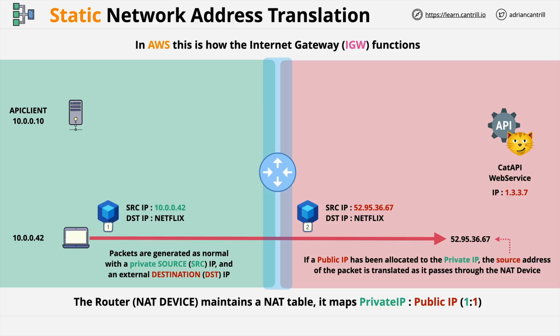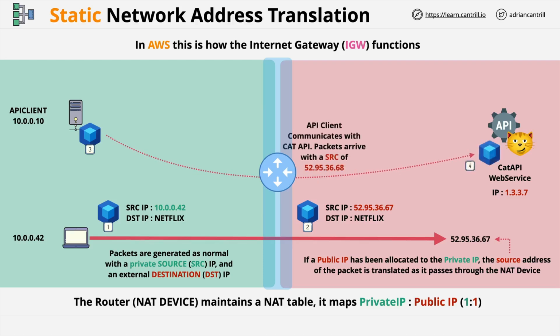Now this process works in a similar way in both directions. So let's say that the API client, so the server on the top left, wants to communicate with the CAT API. Well, the same process is followed. It generates a packet with the destination IP address of the CAT API and it sends it. As it's passing through the NAT device, the router replaces or translates the source address from the private IP address to the allocated public address, in this case 52.95.36.68.